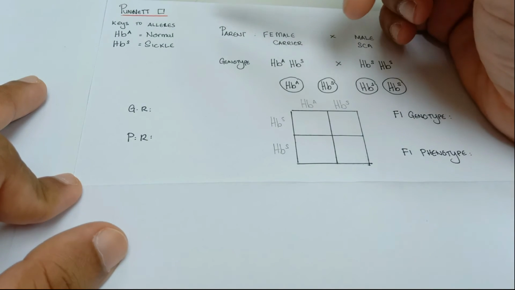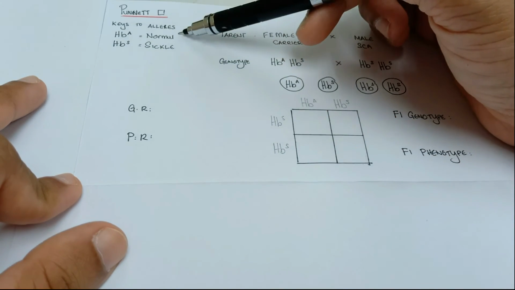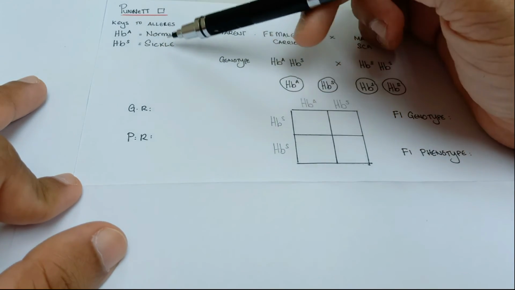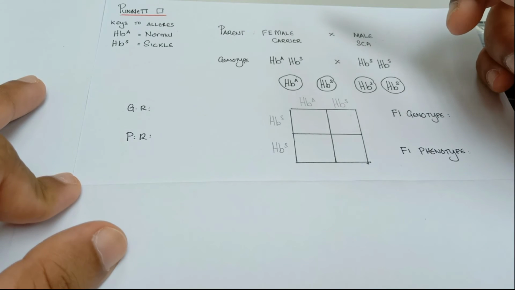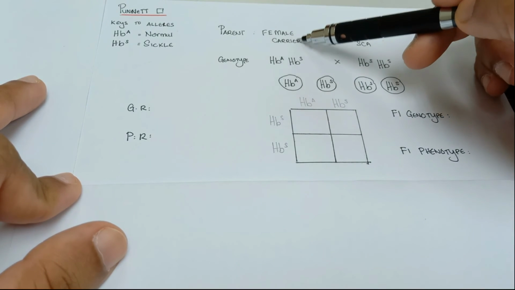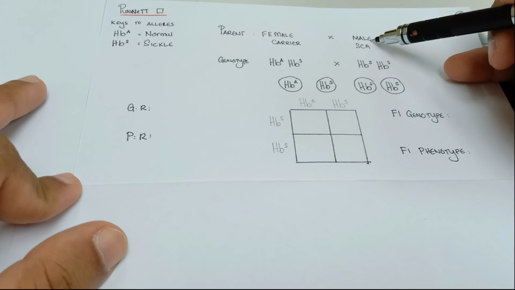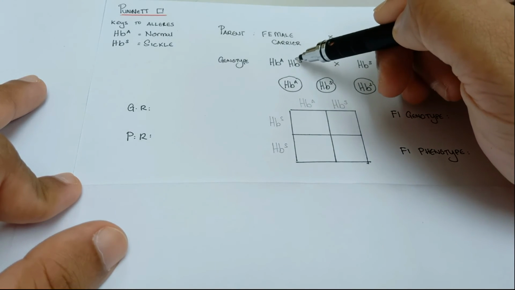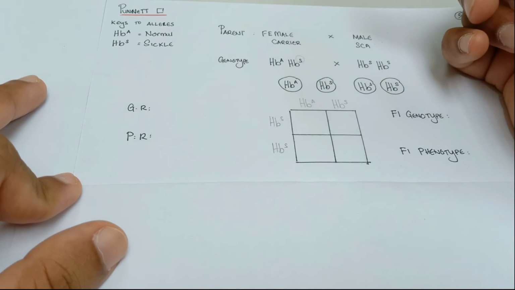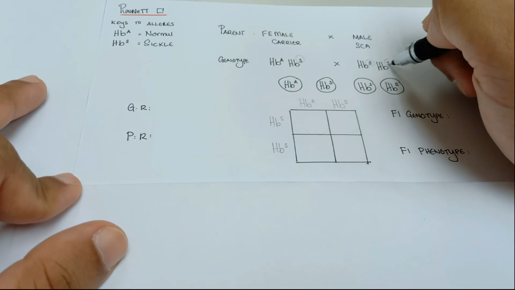So the keys to the alleles which are given are HBA, capital A, which is normal, and HBS, the lowercase one, is sickle cell anemia. Here I've given you the cross. We'll be doing the cross test for a female carrier and also a male with sickle cell anemia, the afflicted. The carrier must have the lowercase s, so the male will have two lowercase s's here.